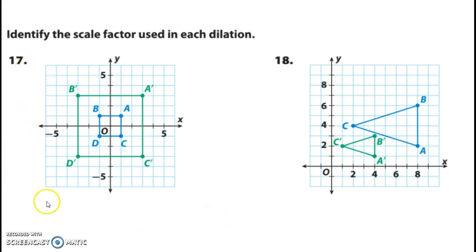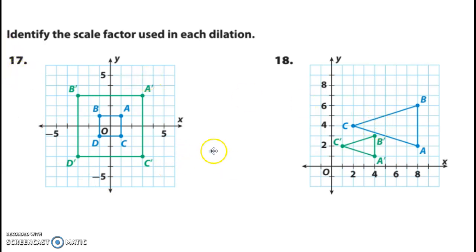Okay, for question 17, let's compare BD to BD prime. So, BD has 2, BD prime has 1, 2, 3, 4, 5, 6. So we know the rule is to put the new figure over the old figure. So we have 6 and 2. 6 divided by 2 is 3. Hopefully you got the scale factor of 3 for number 17.